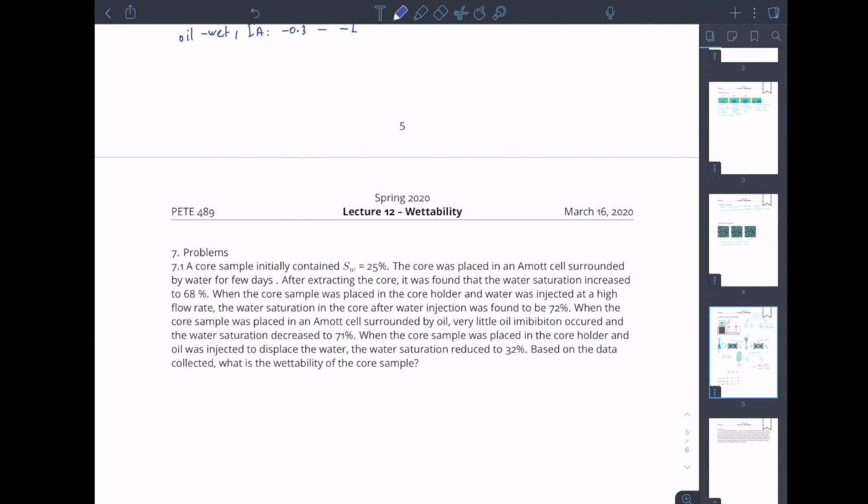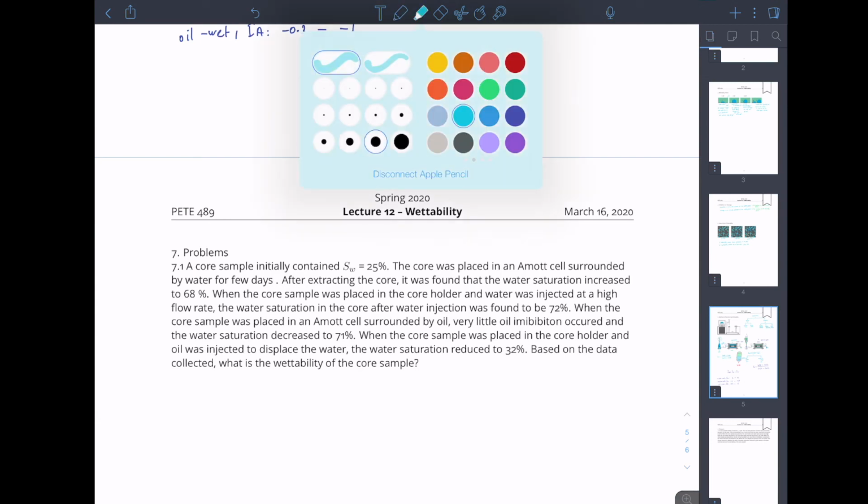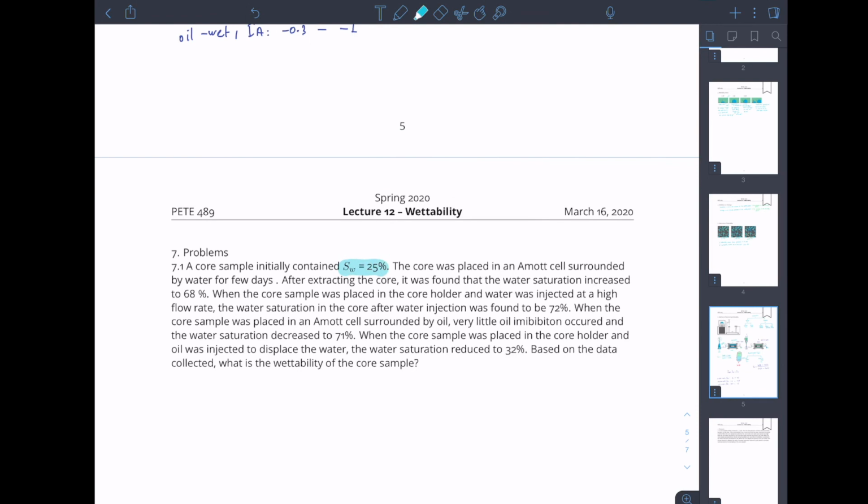So let me just highlight every part and discuss. So this is my initial saturation, so that will be my SWA. And then the second phase that we have is this one, which is SWB. And then when the core sample was placed in the core holder and water was injected, so that's the forced injection, at a high flow rate, the water saturation in the core after water injection was found to be 72%.